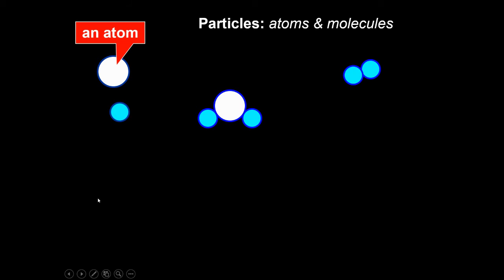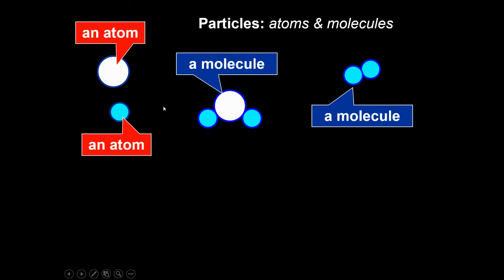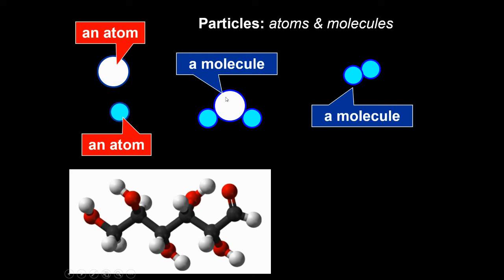Okay, atoms and molecules. Again, here's 1 atom, here's another atom. Those are 2 different elements. The big white one might be oxygen, the small blue one might be hydrogen. Here's a molecule, here's a molecule. This molecule right here with the big white atom and the 2 blue ones is also a compound.